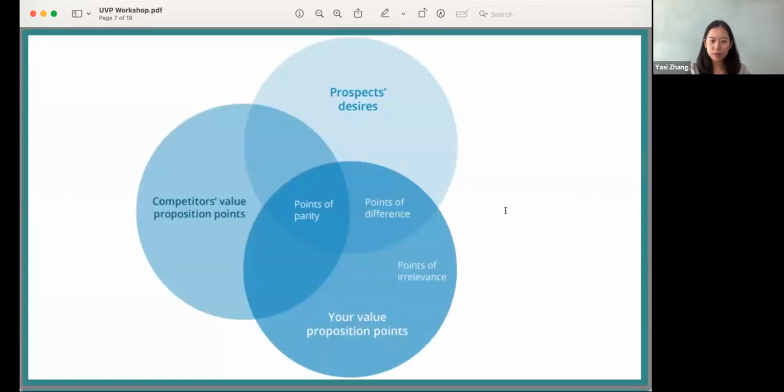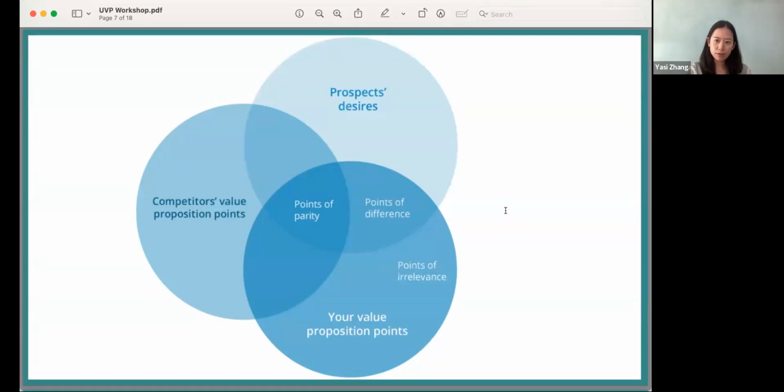So now we talk about benefits and results, right? And a UVP is to deliver the benefits and results to a customer. So there are different types of benefits and results. How do you decide which ones are relevant? We use this diagram to see prospects' desires, which means your target audience's desires, what they want.